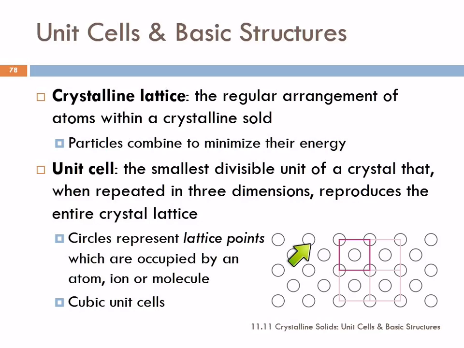In this diagram, the circles represent lattice points. The lattice points are where there's an atom, an ion, or a molecule. And these unit cells are cubic, meaning they're 3-dimensional. This illustration is 2-dimensional, and so we have a square, but in actuality they're 3-dimensional, and so they're actually cubes.